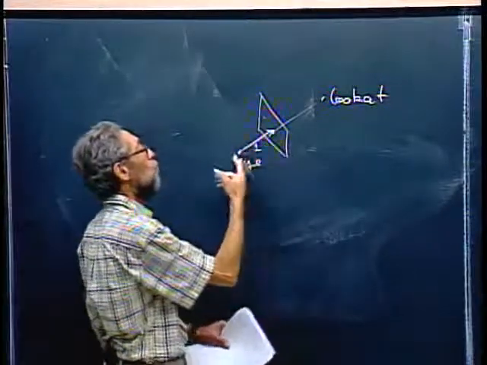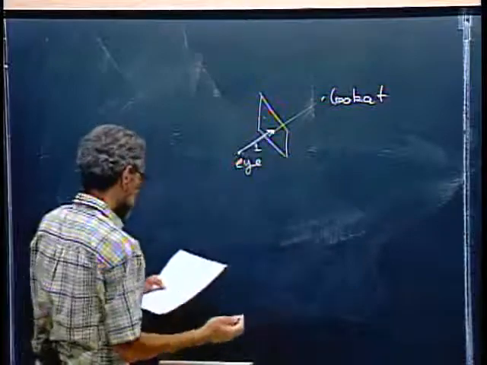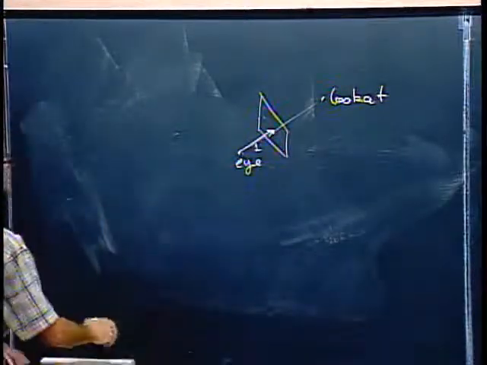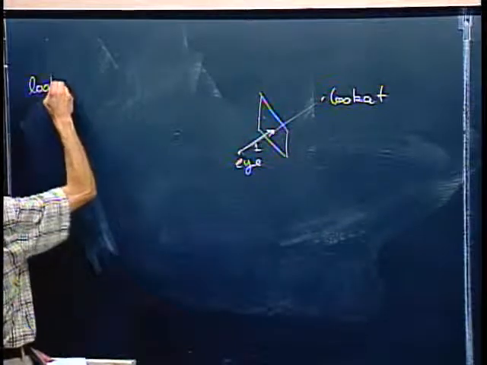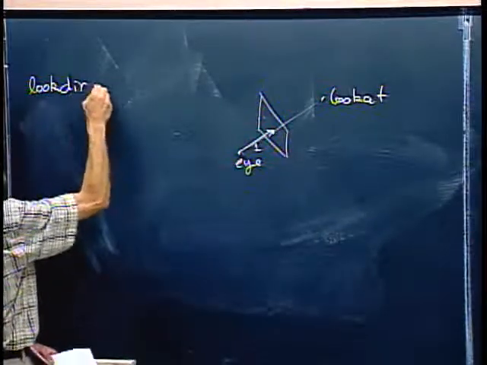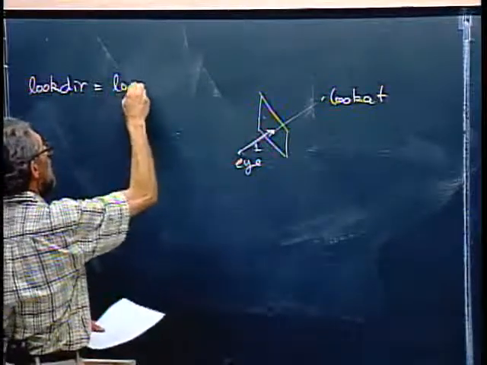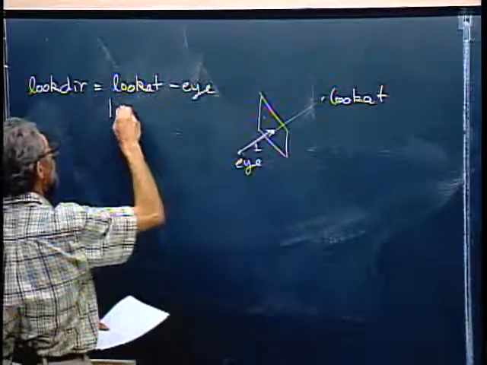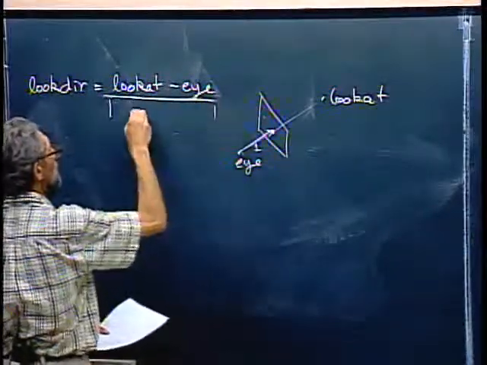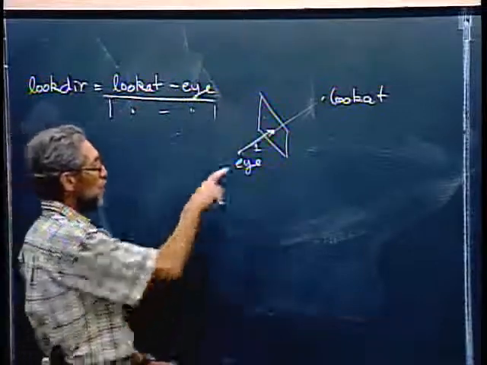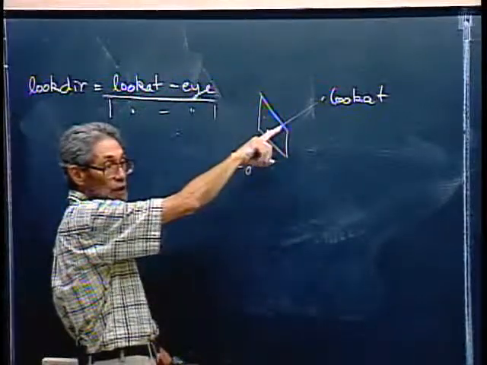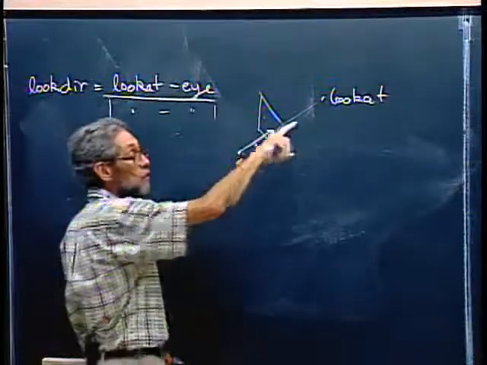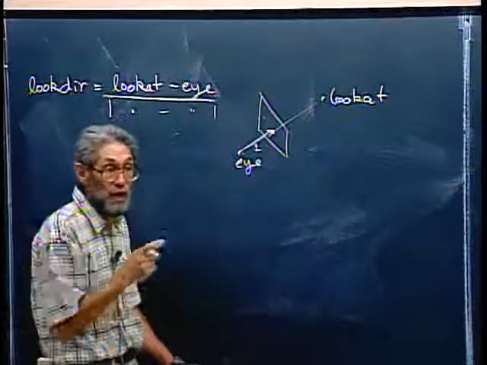Say this is 1, so we can form a look direction equals look at minus eye, over the absolute value of this vector. Right? So it's a unit vector in the direction we're looking at. But instead of asking the user to specify a unit vector, it's easy for him to just specify a 3D point in the model that he wants the camera to aim at.